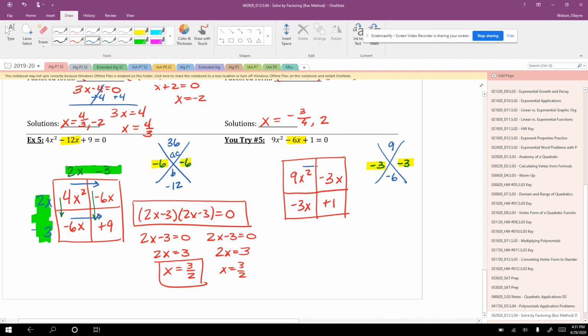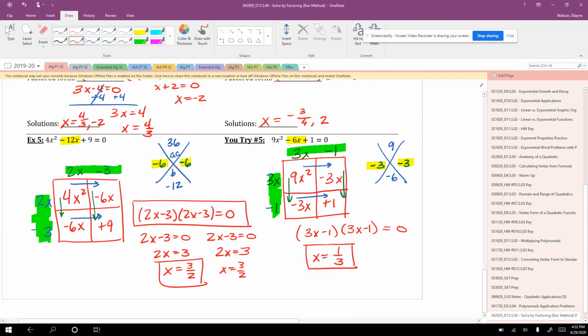Okay, take the GCF across, 3x. Take the GCF across, negative 1. Take the GCF down, 3x. Take the GCF down, negative 1. Oh, it happened again. What I mean is, it's a binomial multiplied by itself, and that is okay. That is not always going to happen, but it can happen, and it does happen, so we don't want you to be alarmed. So if you solve these for x, you're going to get x is equal to 1/3. So again, another example of only one answer because it's a binomial multiplied by itself.